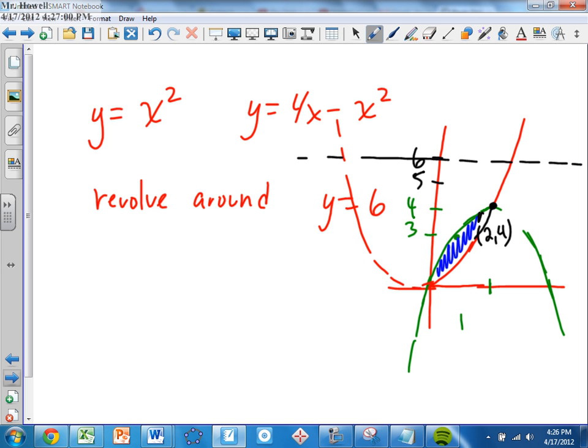Okay, there's my intersection. My other intersection is 0, 0. So does this problem look familiar? It looks like the last one, doesn't it? We took a region below an axis and we revolved it around it.